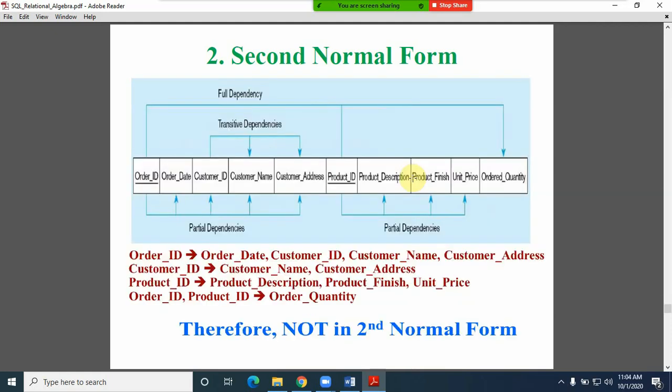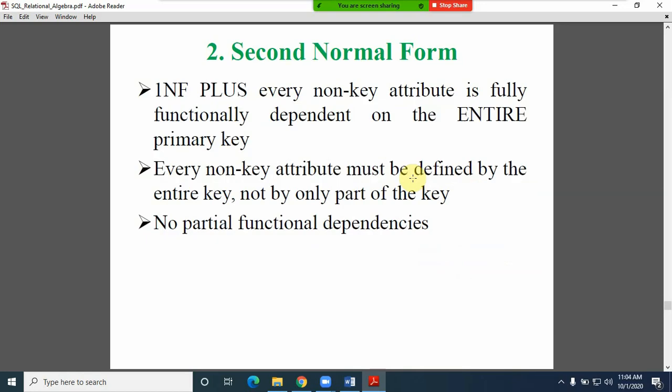Again, I am just recapping. A second normal form should contain the 1NF notation, and all the non-key attributes we are having should be fully functionally dependent on the complete key, the entire primary key. So every non-key attribute must be defined by the entire key, not by only part of the key. No partial dependencies must be there.